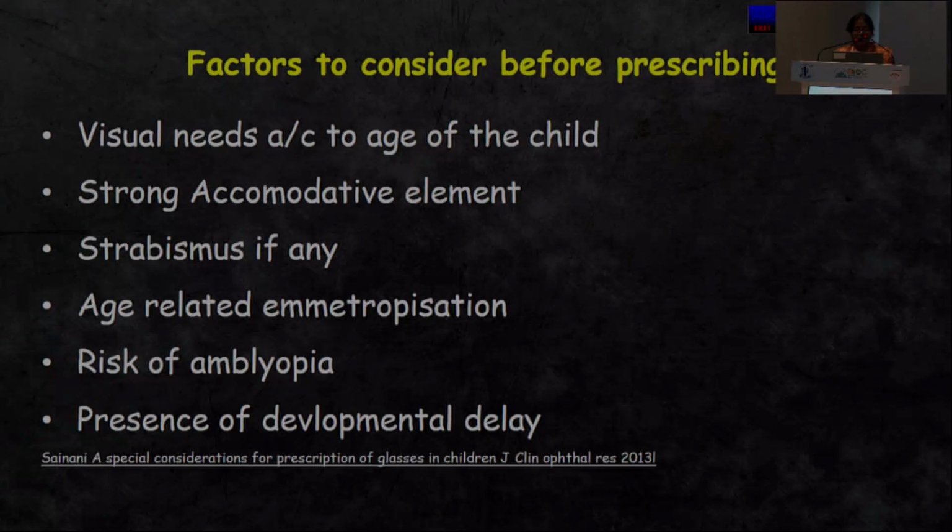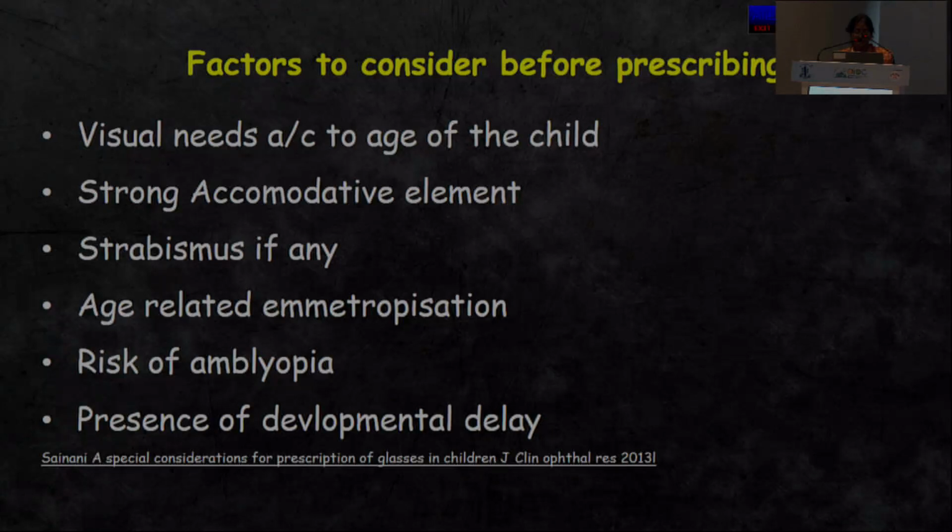The second component we have to remember is that all kids have a very strong accommodative element, which would mask certain types of refractive error, and by the time the kid presents to us, the child would have already landed up in amblyopia. The third point is we have to look for whether the child has a squint before we prescribe, because my mindset is that the first thing I need to do is rule out strabismus, since if the child has a squint, I would make certain modifications to my final prescription.